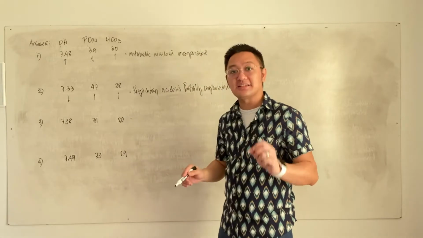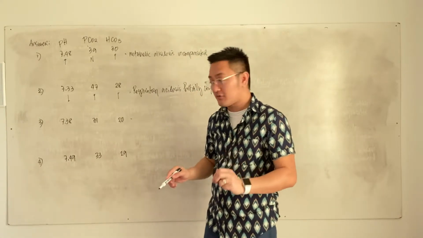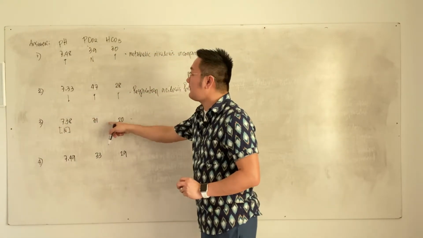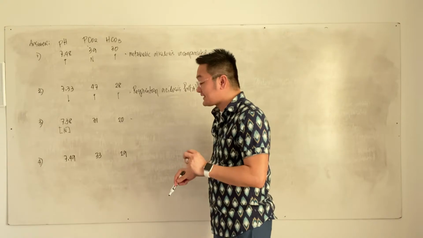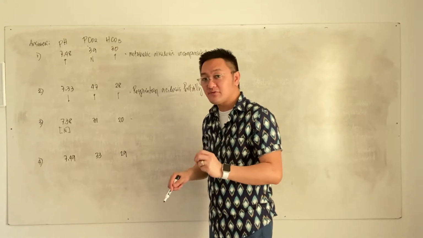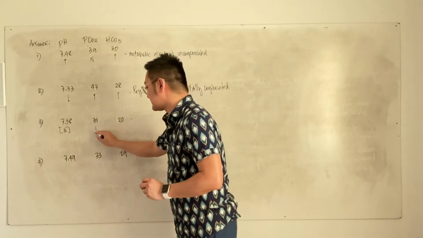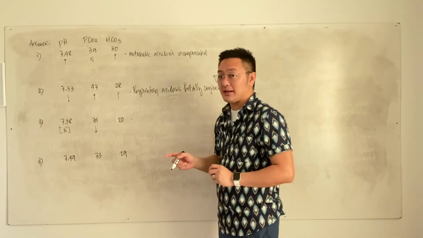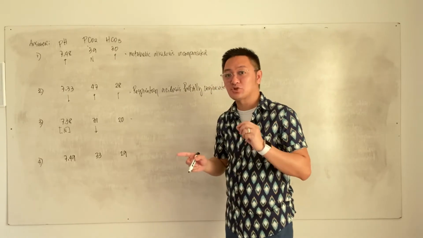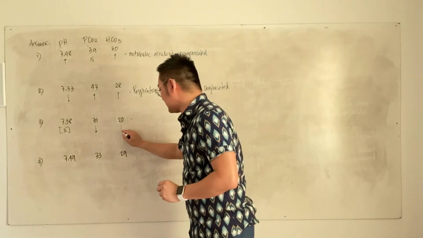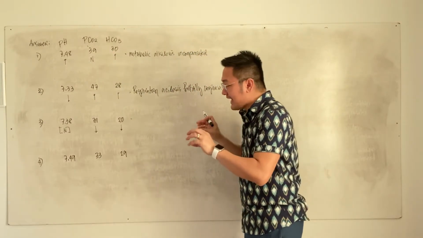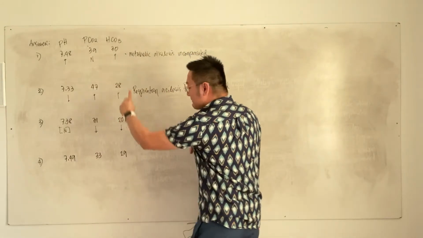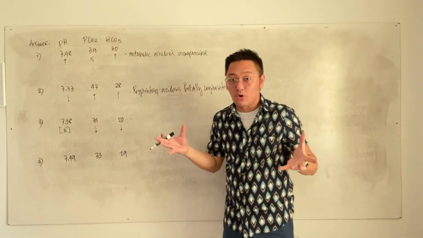7.38, that's your pH. The normal is 7.35 to 7.45. This pH is actually normal. Okay, now what about your PCO2? Your PCO2 is 31. The normal is 35 to 45. Therefore, it is low. Now, what about your bicarbonate? Your bicarbonate is 20. The normal is 22 to 26. Again, it is low. Now, we know for a fact that there's something wrong with the condition, because if this PCO2 is normal and bicarb is normal, then there is no issue. It is a normal ABG.